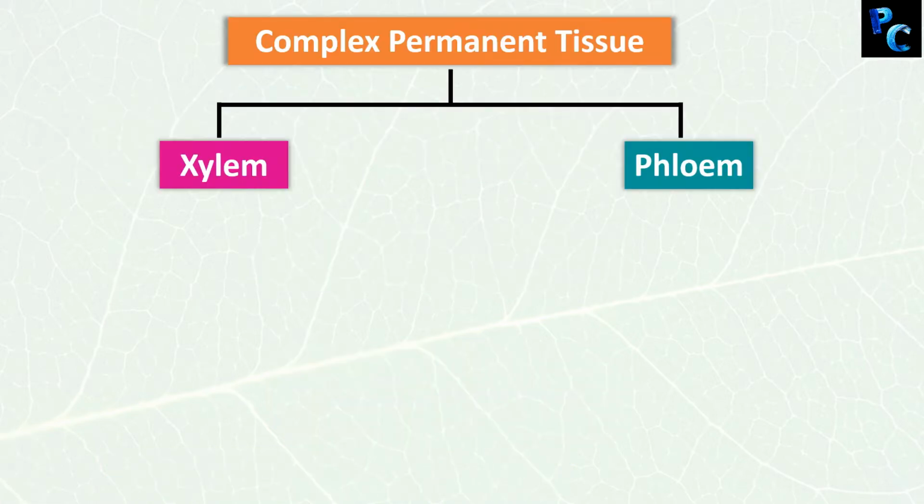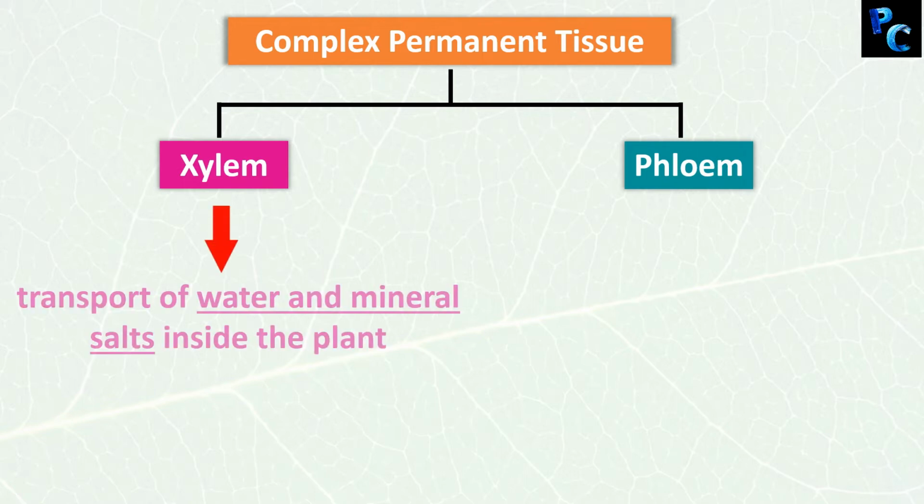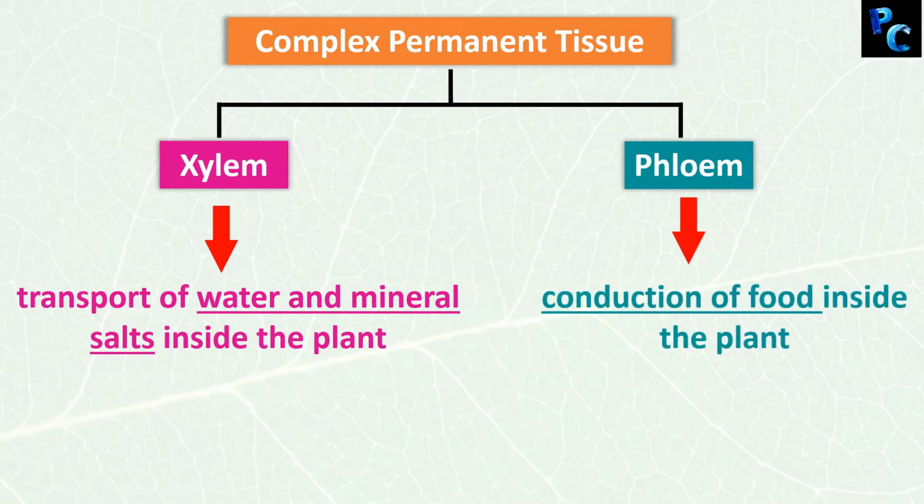So as I told you, complex permanent tissues are of two types, xylem and phloem, which are also called conducting tissues. Xylem is the complex permanent tissue which helps in the transport of water and minerals inside the plant. Phloem is the other complex permanent tissue which takes part in conduction of food inside the plant. So xylem takes part in water transport and phloem takes part in food transport. Let's learn about each of them.